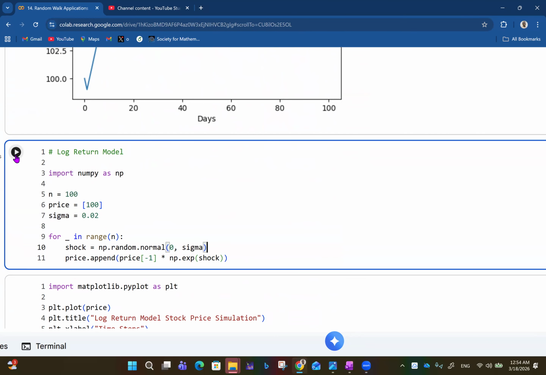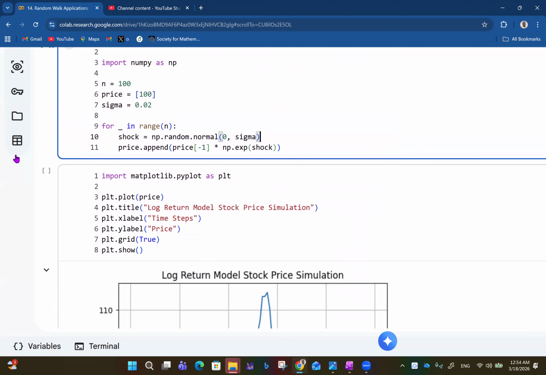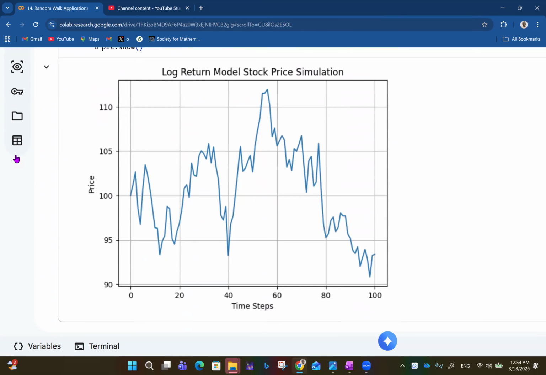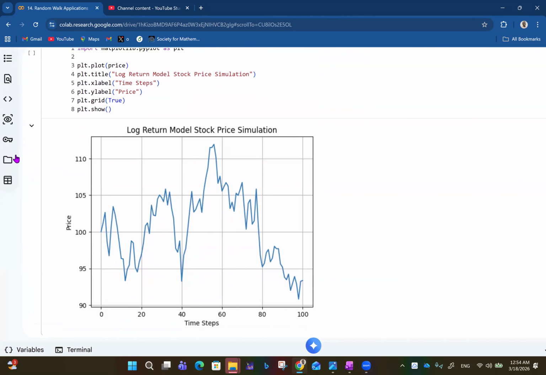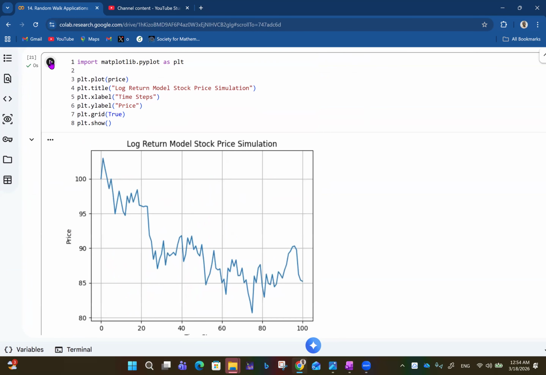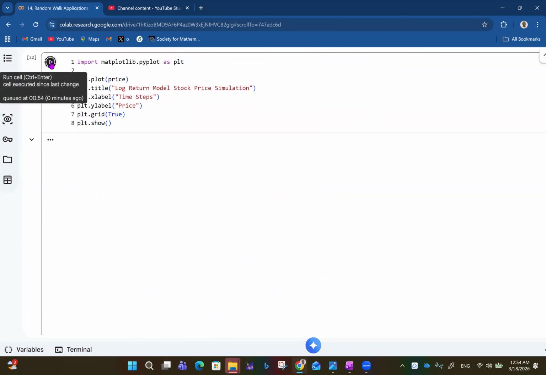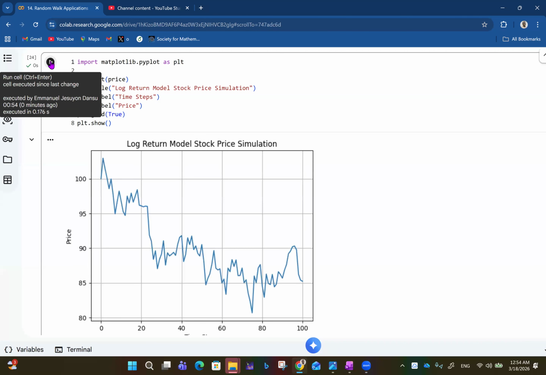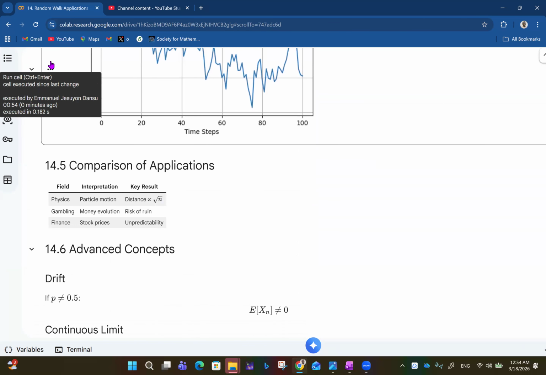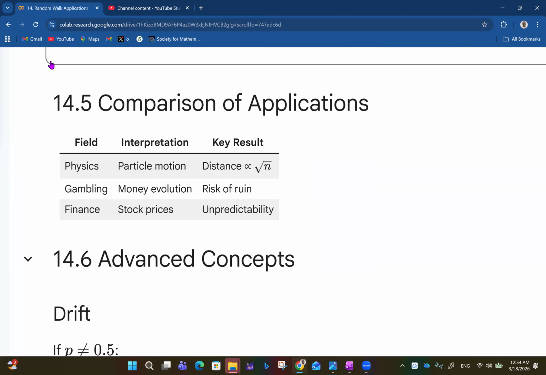Is it done? Yeah, done. Then we can visualize it right here. So we have the log return model stock price simulation. If you keep running, it keeps shifting shape like that. So now we see a comparison of applications.